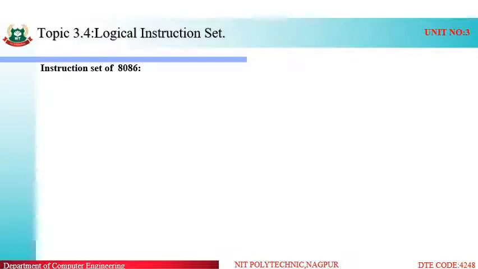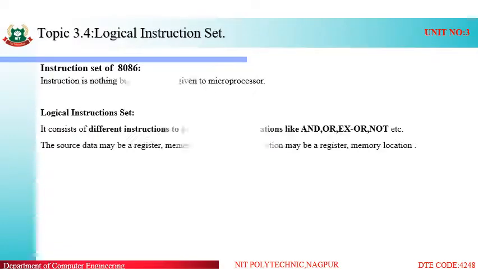So coming to the instruction set of 8086, instruction is nothing but a command given to the processor. Now depending upon the command, it is classified into different types as we have seen earlier. The instructions are classified into arithmetic group, which will perform all arithmetic calculations. So for today we will study about the logical instruction. So what is logical instructions? It consists of different instructions to perform logical operations like ANDing operation, ORing, XORing and negate operation.